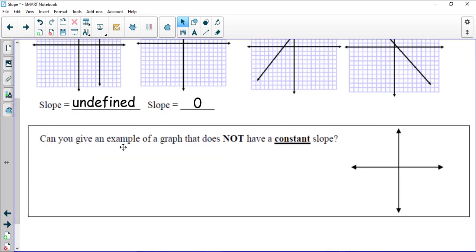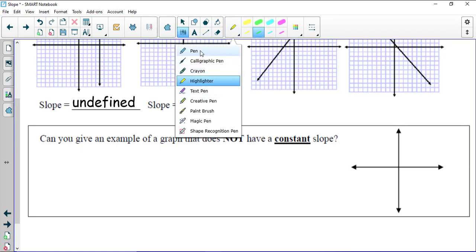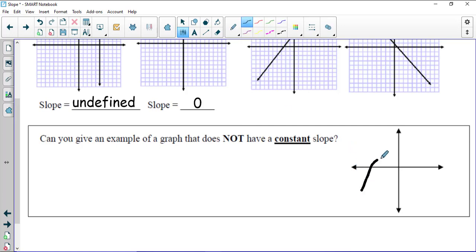It says, can you give an example of a graph that does not have a constant slope? So this would be something that's zigzag or curved. So if I had something that was, I'm just going to kind of freehand this. If we had something that was curved sort of like this, this doesn't have a constant slope. It's steeper, and then it slows down, and then it becomes negative, and then it becomes positive again. If we had, again, something that's a zigzag, that would also not have a constant slope. When we talked about proportional versus non-proportional, we saw some non-proportional relationships are zigzags or curves.